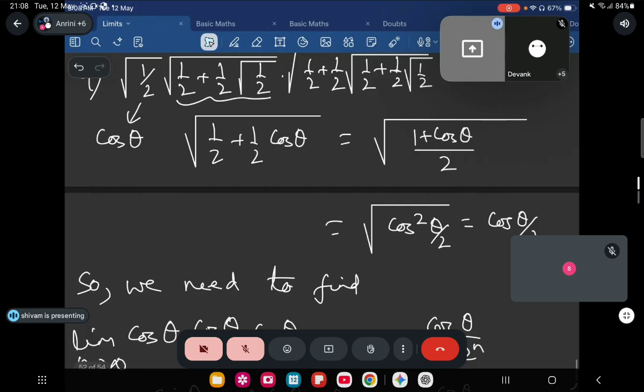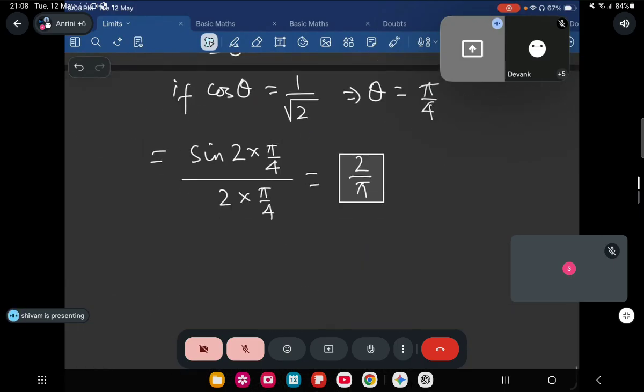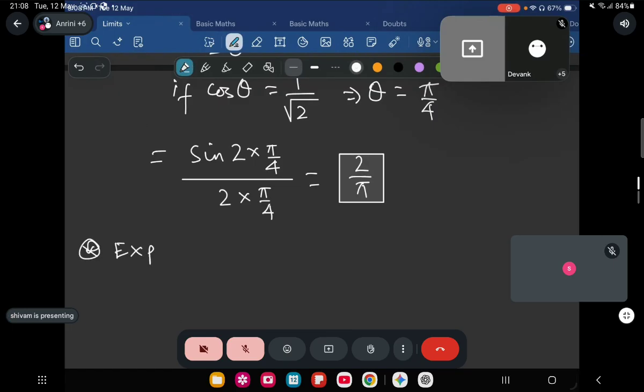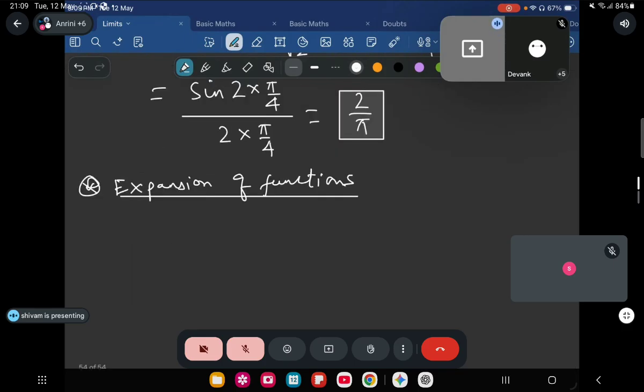Today let us continue expansion of functions. Already we have done expansion of functions in binomial theorem, if you remember, Taylor and Maclaurin series. Sin x is equal to x minus x cubed by 3 factorial, and how do we expand? Using Maclaurin series. Sin x equal to x minus x cubed by 3 factorial plus x to power 5 by 5 factorial dot up to infinity for all x belongs to real.